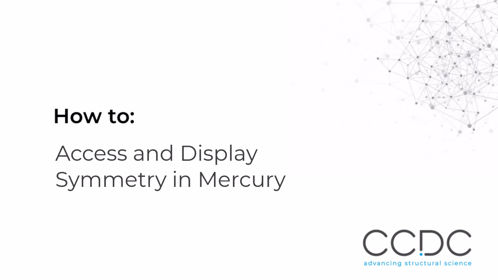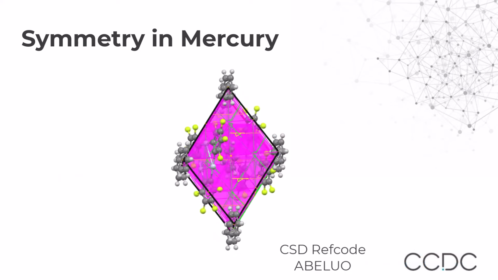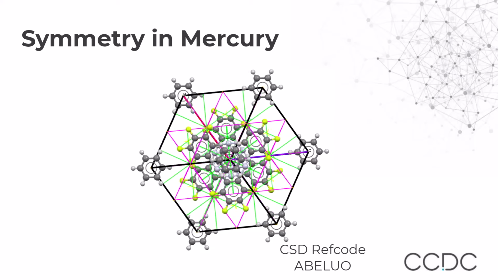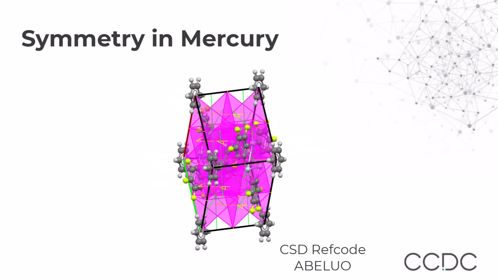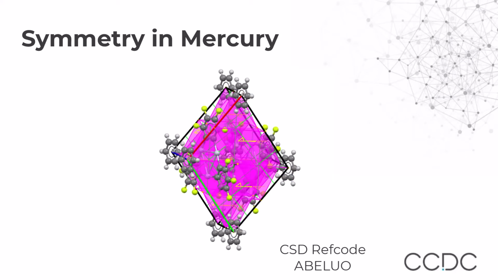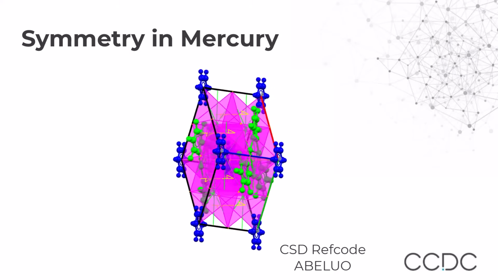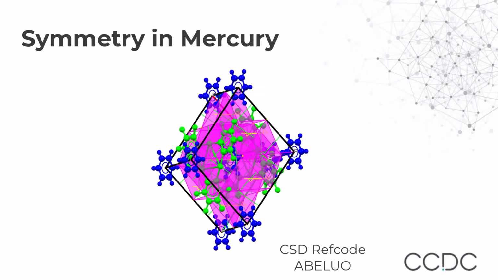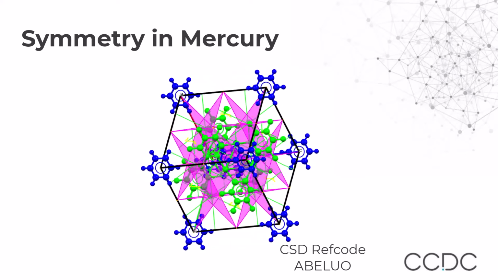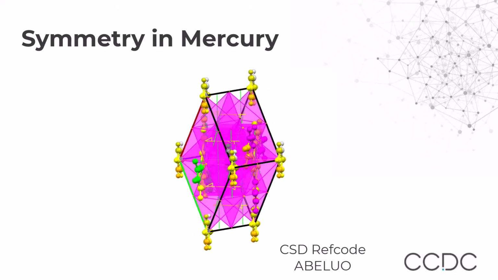Welcome to this video on accessing and displaying symmetry information in Mercury. Symmetry is of central importance in crystallography, and Mercury provides powerful options to visually overlay the symmetry elements of a given space group on the structure being viewed. Mercury also makes it easy to retrieve information about symmetry generators and to distinguish molecules based on their symmetry relationships.